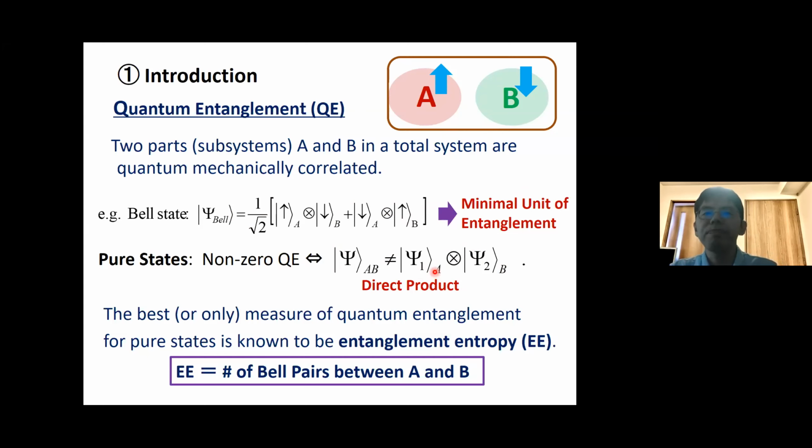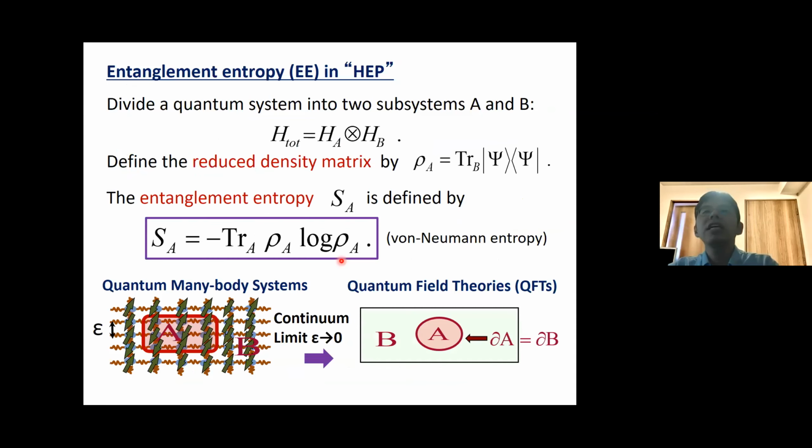The best measure of quantum entanglement for a pure state, since the mixed state is a more complicated story, but for the pure state which we are going to talk about, is known to be the entanglement entropy. And entanglement entropy measures basically the number of Bell pairs between A and B. Here is our conventional definition, which especially string theory people, including me, use quite often in the calculation of entanglement entropy in quantum field theory.